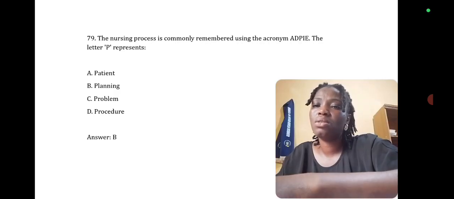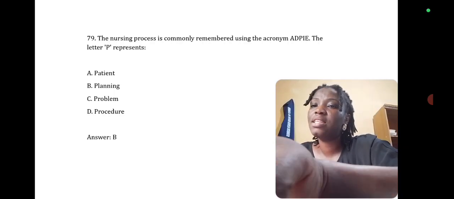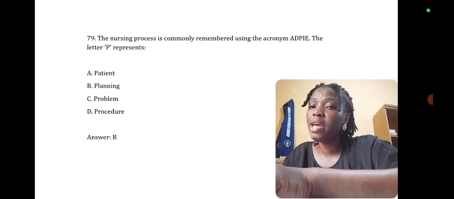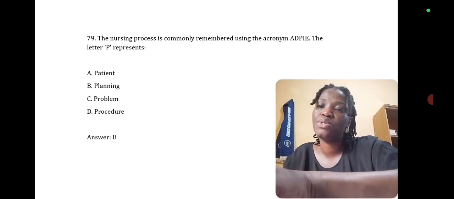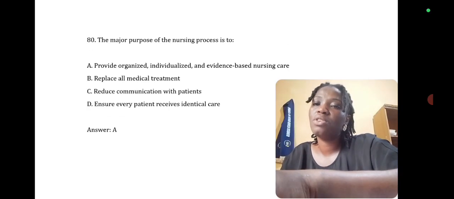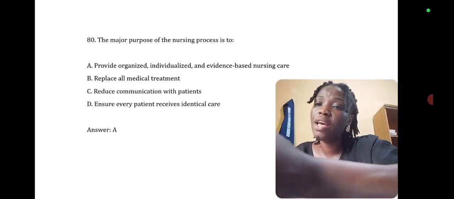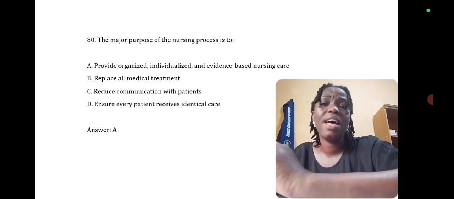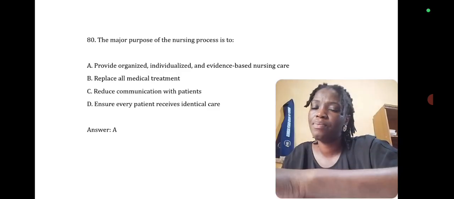79. The nursing process is commonly remembered using the acronym ADPIE. The letter P represents what? P, planning. A, assessment. D, diagnosis. I, implementation. E, evaluation. 80. The major purpose of the nursing process is what? It's just like the importance of the nursing process. A, to provide organized, individualized, evidence-based, holistic, patient-centered care.